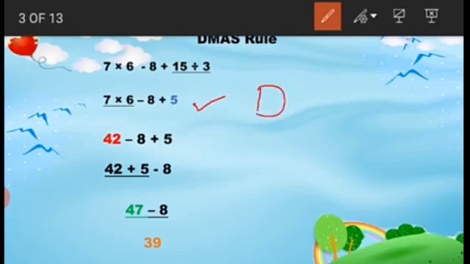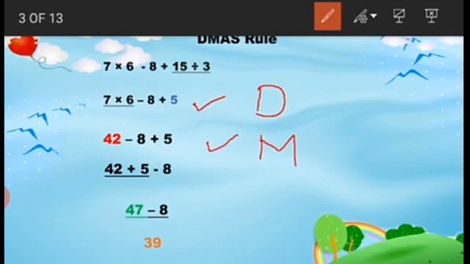Now we have to look for the second step, which is multiplication. Now we have 7 multiplied by 6 minus 8 plus 5. And here the sign of multiplication is between 7 and 6. So 7 into 6 we get 42. With 42 our multiplication step is also completed.